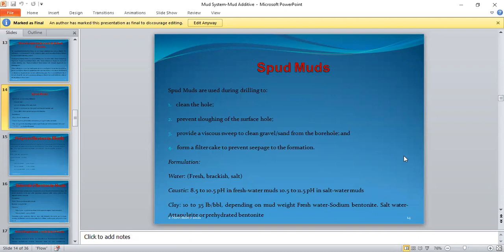First, we say water, then caustic to give you pH, 8.5 to 10.5 pH in freshwater mud, and 10.5 to 11.5 pH in saltwater mud. Now, this system is a global system. In Nigeria, we hardly run pH up to 11 in our water-based mud.